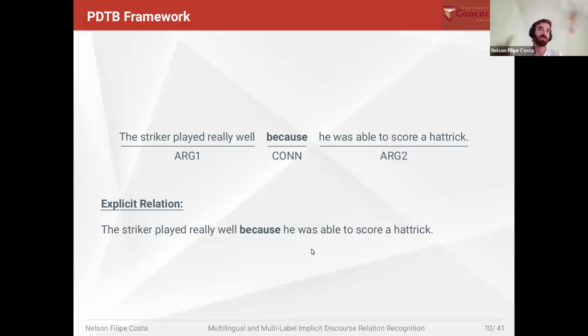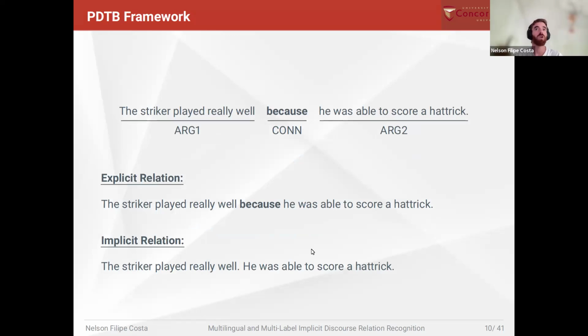But sometimes we still have the discourse relation without the connective. If we were to remove the word because, we have: the striker played really well, he was able to score a hat trick. There's no explicit discourse connective, yet we are still understanding that there's a causal relation between the 2 ideas, in which case this is an implicit relation. There are other discourse relations, but these are by far the 2 most common ones and the ones that are relevant for my work.